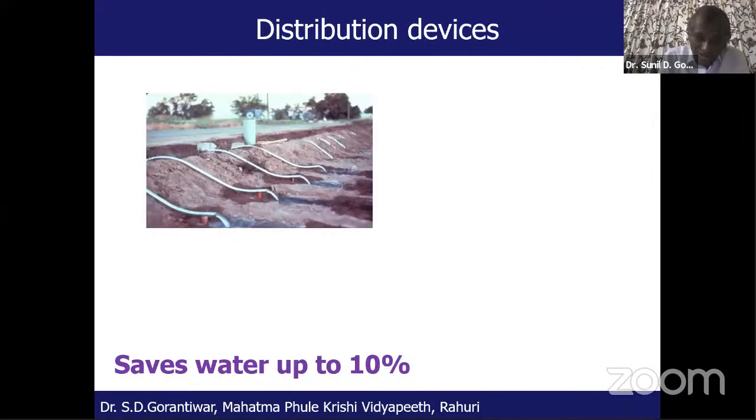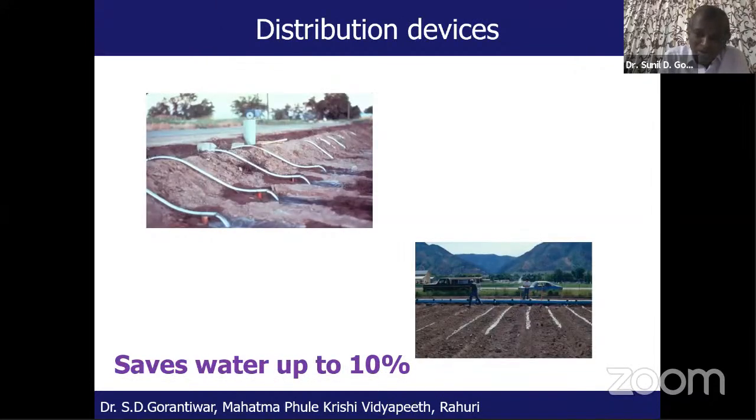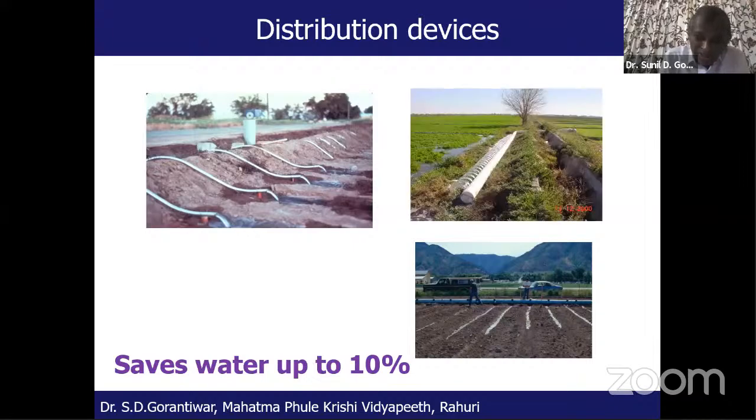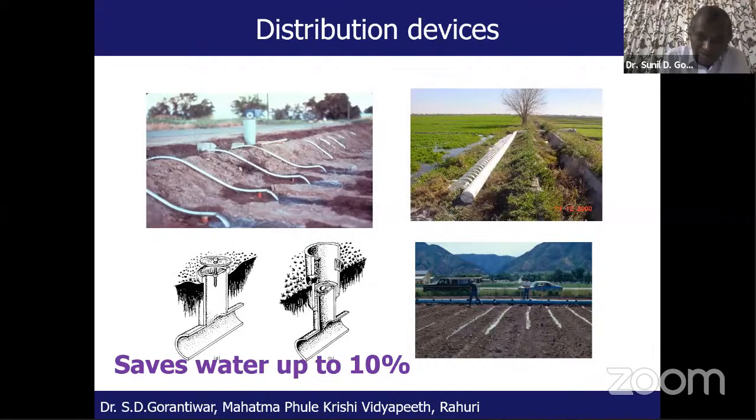Then distribution devices. When we use the surface irrigation method, we just break the bund and allow water to flow into the layouts. It has been found that 5 to 10% of the water is lost because of impounding of the water at the beginning of the layouts. But instead, if we use the siphon, shown in the top image, or the gated pipes, shown in the bottom image, then we can save 10% of water. So use either siphon or gated pipes when we use the surface irrigation method.